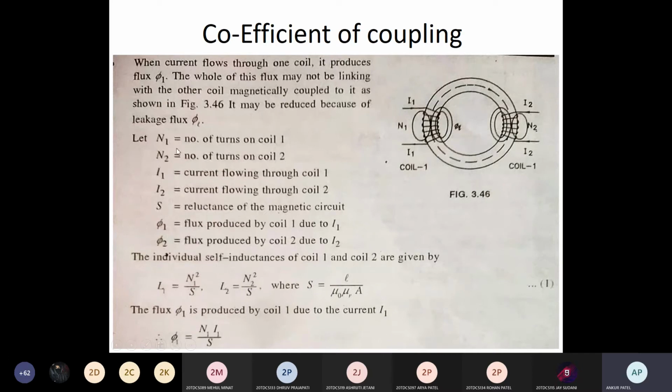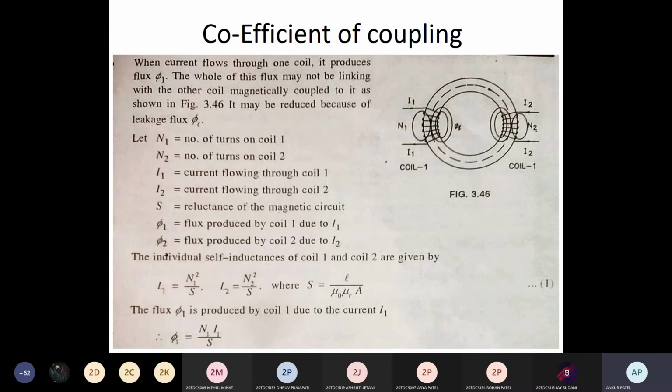Here N1 is the number of turns of coil 1, N2 the number of turns of coil 2, I1 the current flowing through coil 1, I2 the current flowing through coil 2, S the reluctance of the magnetic circuit, phi1 the flux produced by coil 1 due to I1, and phi2 the flux produced by coil 2 due to I2. The individual self-inductances of coil 1 and coil 2 are given by L1 equal to N1 square by S, L2 equal to N2 square by S, where S is equal to l upon mu 0 mu r A.